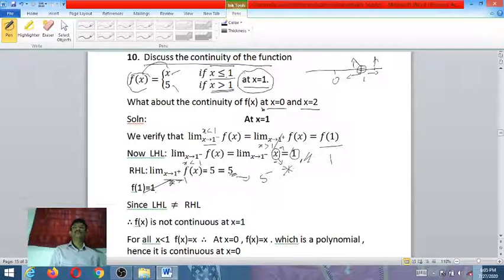At x equals 0, since they have given that, remember, in this case the function is changing only at x equals 1. It is not given x less than or equal to 0, x greater than 0. It is changing only at x equals 1, that's all. At x equals 0, what happens to this function? Can anybody guess? It is easy to guess here. Now look at here.